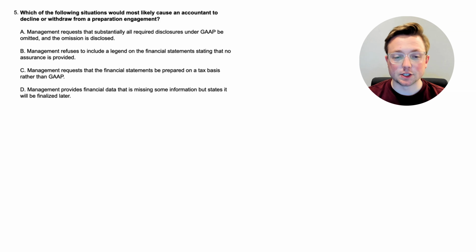All right, here we are at question 5. Which of the following situations would most likely cause an accountant to decline or withdraw from a preparation engagement? So let's walk through this. Option A, management requests that substantially all required disclosures under GAAP be omitted and the omission is disclosed. Option B, management refuses to include a legend on the financial statements stating that no assurance is provided. Option C, management requests that the financial statements be prepared on a tax basis rather than GAAP. Or option D, management provides financial data that is missing some information but states it will be finalized later.